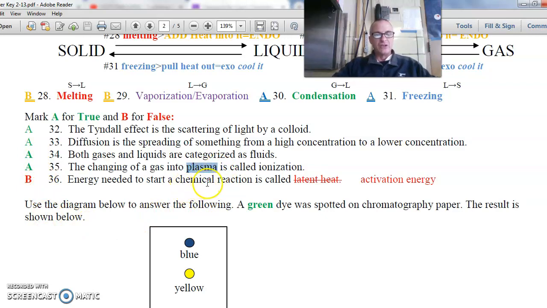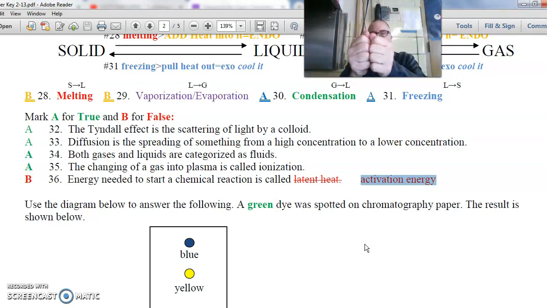The energy needed to start a chemical reaction is called latent heat. Actually, no, the energy needed to start a chemical reaction is called activation energy. The activation energy is the energy you have to add to snap the bonds of the reactants.